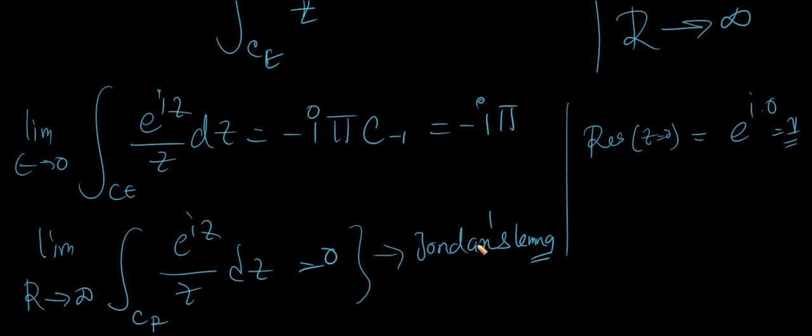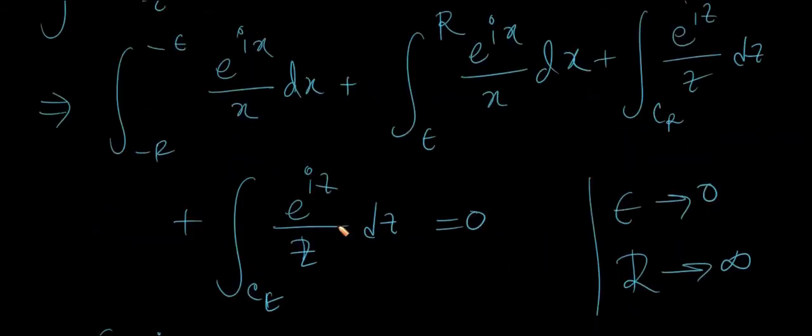And obviously, without Jordan's lemma, you can also refer to the maximum modulus principle. If you do that, then you will see that it's something like this, this pi r thing, and when r goes to infinity, this goes to 0. So that's the idea behind this part going to 0.